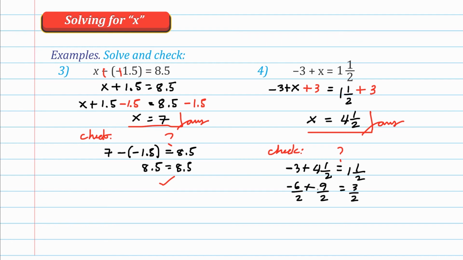So finally, combining these two similar fractions, negative 6 plus 9 is equal to 3. Then copy the common denominator 2. Therefore, the left side and the right side are equal. Our answer 4 and 1/2 must be correct. You're now ready for some exercises.